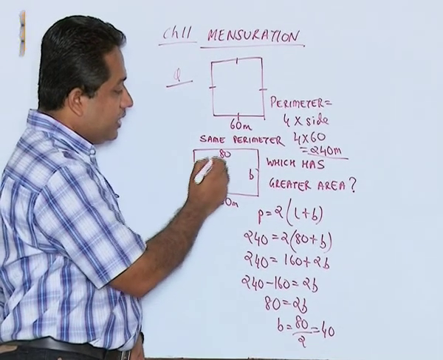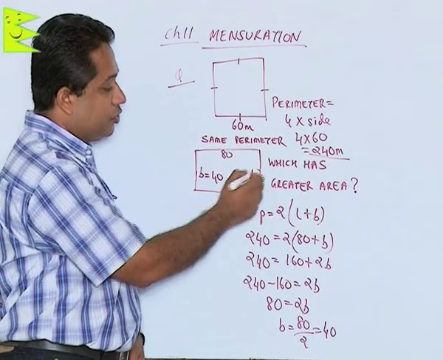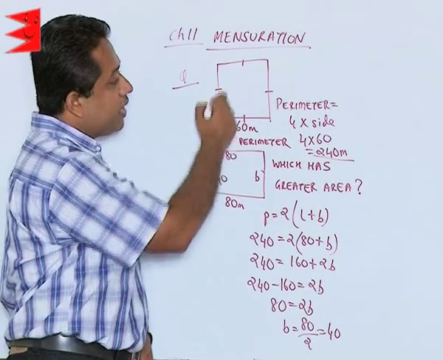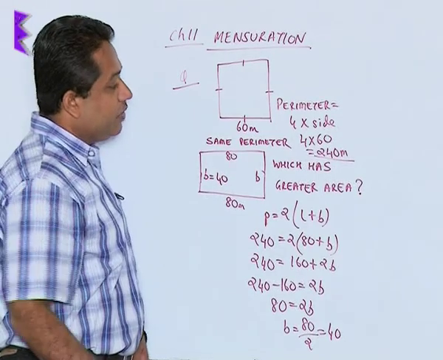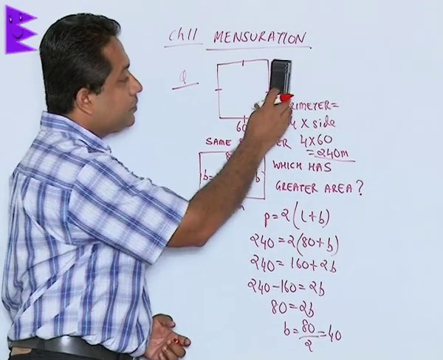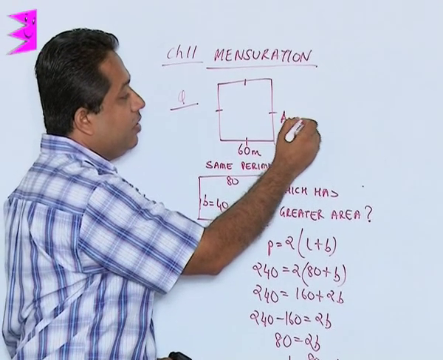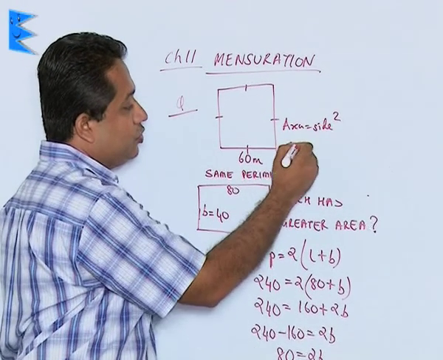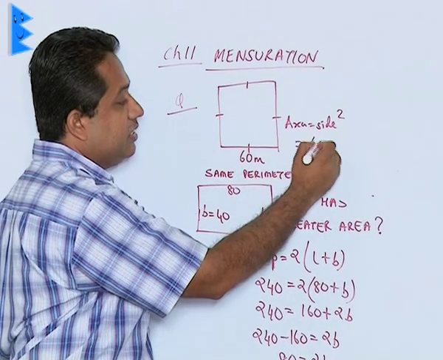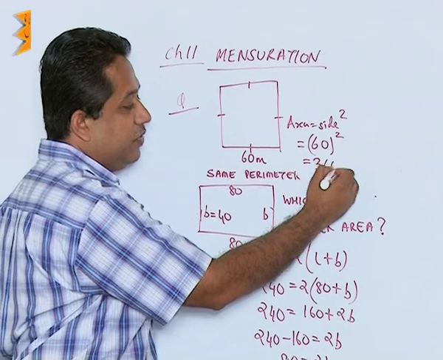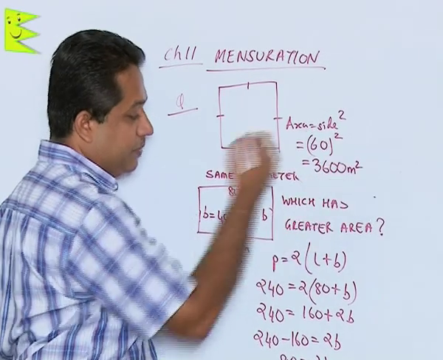Now, once we get the breadth, we are in a position to find out the area. Area of the square is side square, so what we can do is apply the formula there. Side is 60, so square of 60 will be 60 into 60. So, we get 3600 meter square.